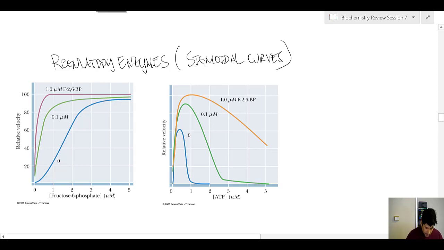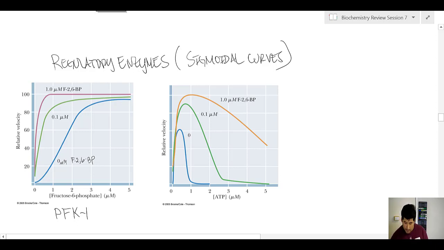All right, so this right here, this graph that you see on the left, this is the graph for phosphofructokinase 1. The 1 is important. So this is the activity of PFK1, and look at this. This blue line that you see on the screen, this is what the graph looks like when there's 0 micromolar of fructose 2,6 bisphosphate.